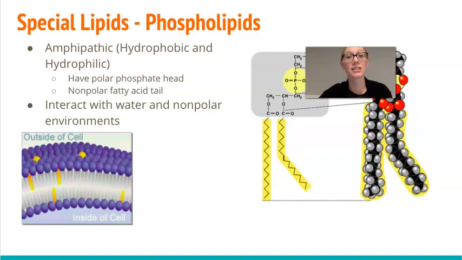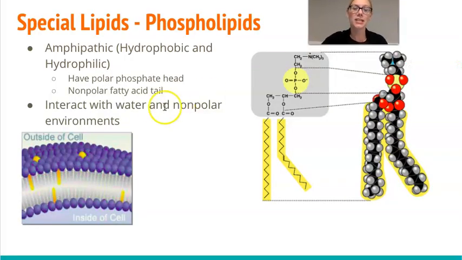So phospholipids are a special lipid. We're going to talk a lot about them when we get to our phospholipid bilayer. So what do we need to know about it now? Well, we say it's amphipathic, which means that it has a hydrophobic part and a hydrophilic part. It has a polar phosphate head, which means it likes water, and it has a non-polar fatty acid tail, which means it does not like water. So it can interact with water and non-polar environments, which gives it a really nice bilayer effect that we'll talk about a lot later on.